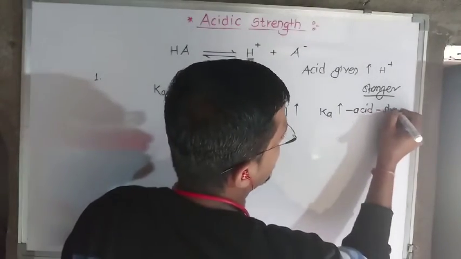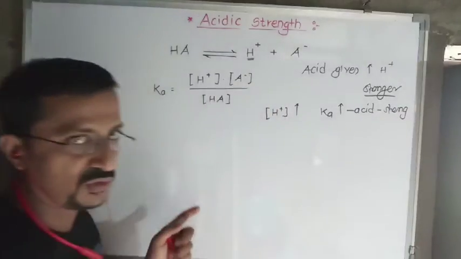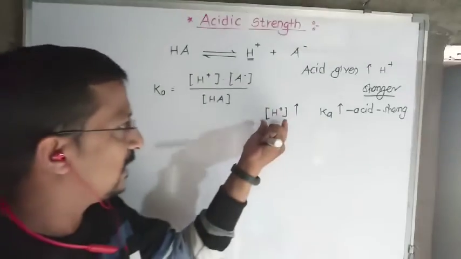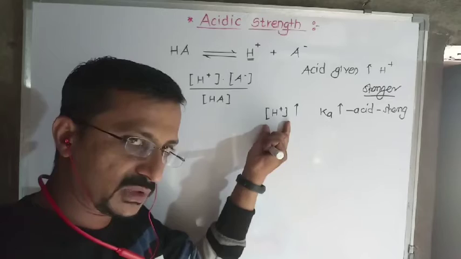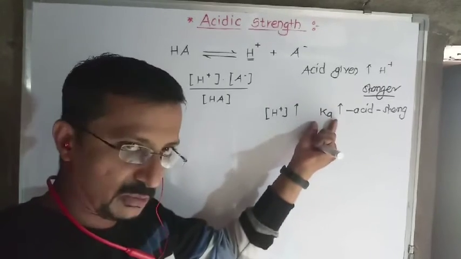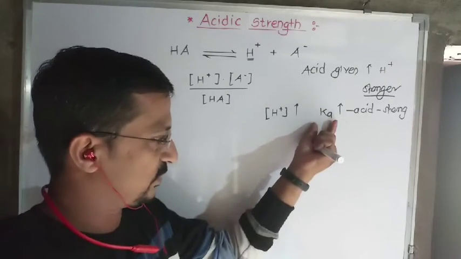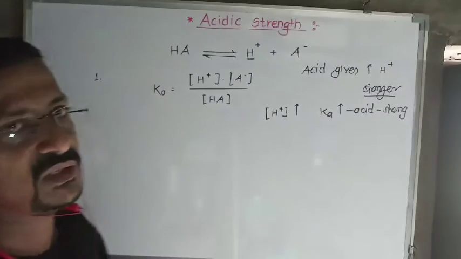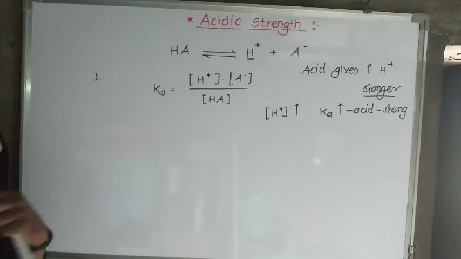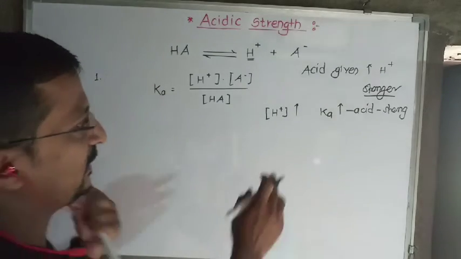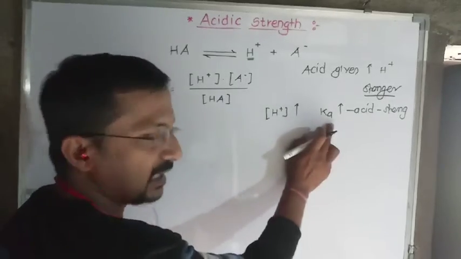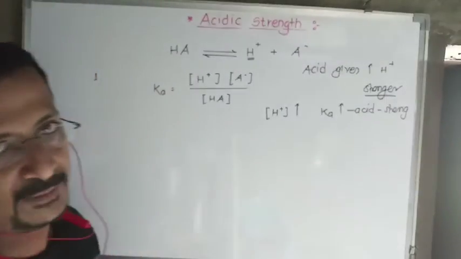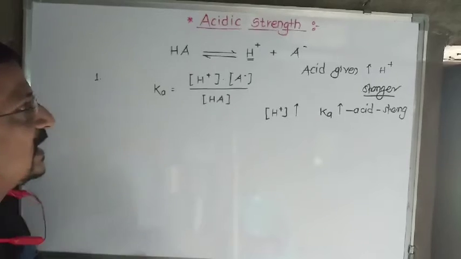And that particular acid we consider as stronger. So the simple relation is that if there is more concentration of H plus ions, the Ka value, the acid dissociation constant, will be more, and automatically that acid will be strong. And vice versa, if less concentration of H plus, less Ka value, the acid will be weak. So this is one scale to represent the strength of acid.